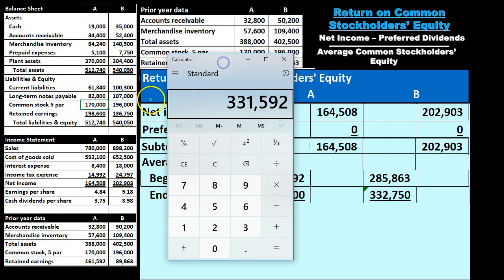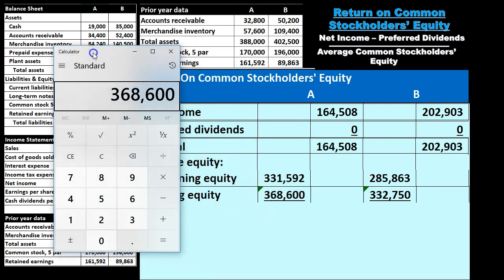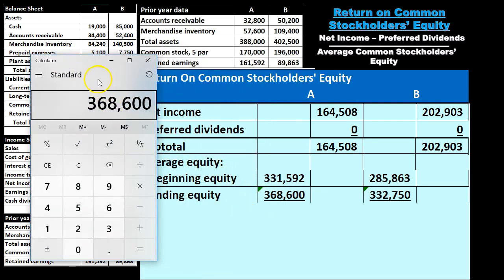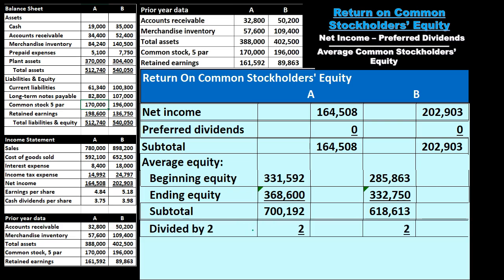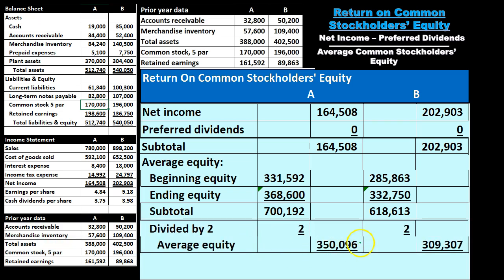Then we're going to pick up the ending equity. That's going to be on our current financial statements. Here's our ending equity, which is going to be the 170,000 plus the 198,600. That's the retained earnings, for the 368,600. Then we're going to add those two together, and we get the 700,192. Why do we do that? Because we want to take the average. How do we take the average? We've got two numbers, we add them together, and we divide by how many numbers we have, which in this case is 2. That'll give us the average, which we're going to pull back out to the outer column here.